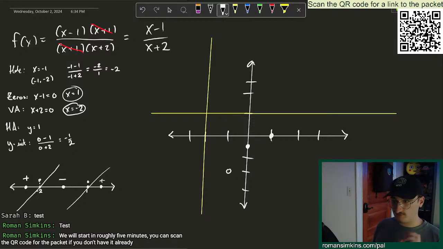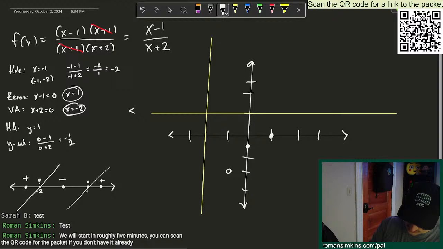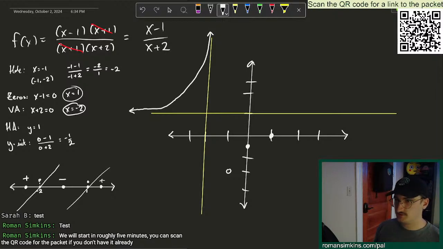We want our function to avoid touching the asymptotes. So let's start this function over here on the positive side of the horizontal asymptote. I'm going to draw it first, and then let's see why I picked what I picked. I'll start it above the horizontal asymptote, move it closer, and then as it reaches that vertical asymptote, it's going to shoot off towards infinity.